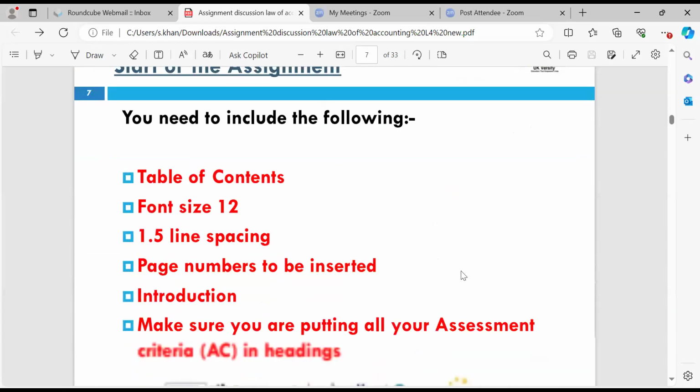So at the start of the assignment, a table of contents, where you've done each part. That's really important. Font size 12, 1.5 line spacing, page numbers to be inserted. So when you have a contents page, you've got page numbers there that you can refer to where you've done the work. An introduction and conclusion at the start of every assignment. Why is it so important to have an introduction?